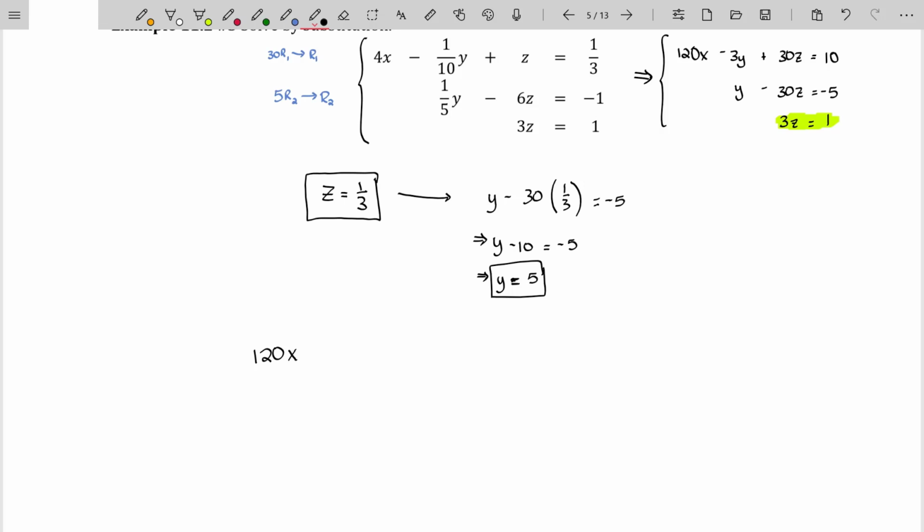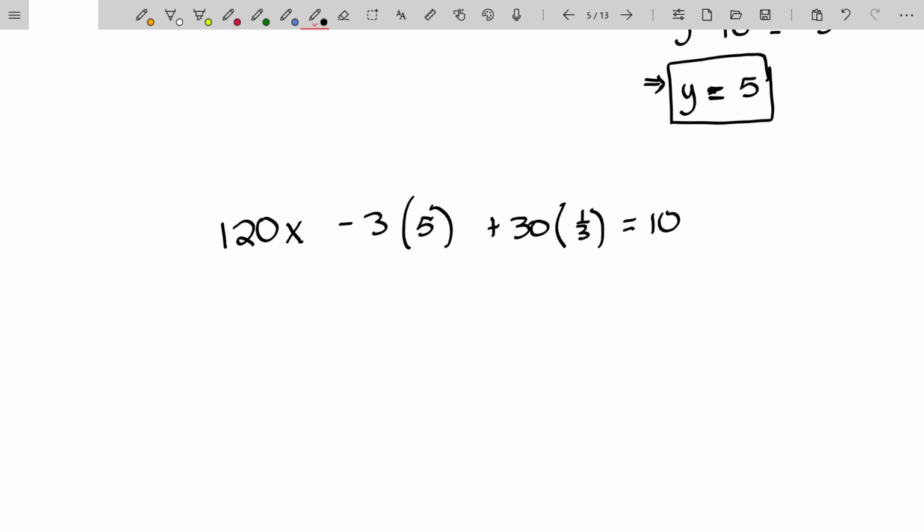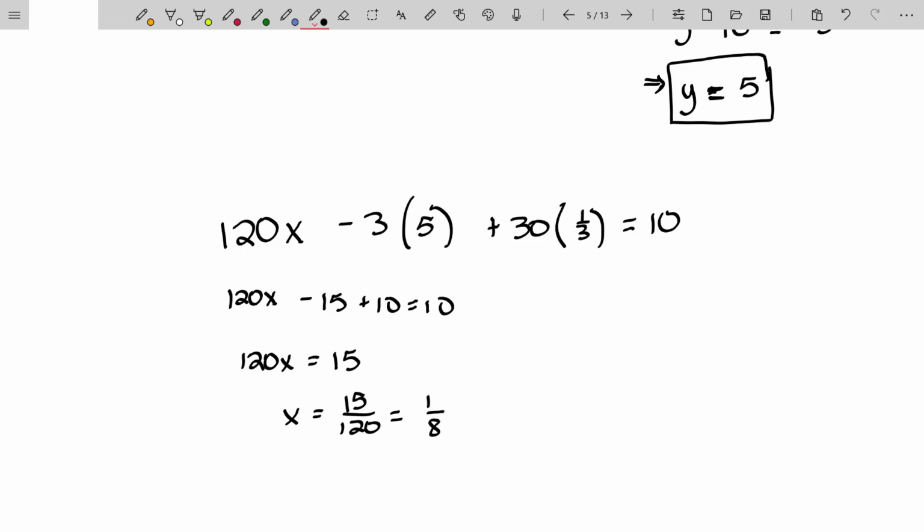So we have 120x minus 3 times the y that we just found, plus 30 times the z we just found. That should equal 10. Cleaning things up here, that's 120x minus 15 plus 10 is equal to 10. The 10s cancel and you get 120x is equal to 15. Or in other words, x is 15 over 120, which reduces down to 1/8.